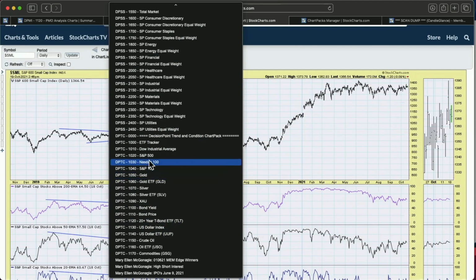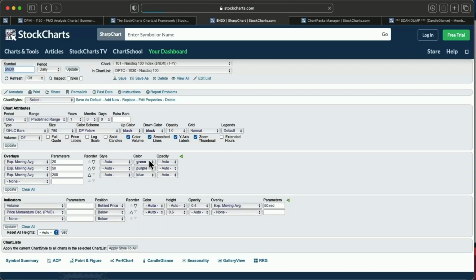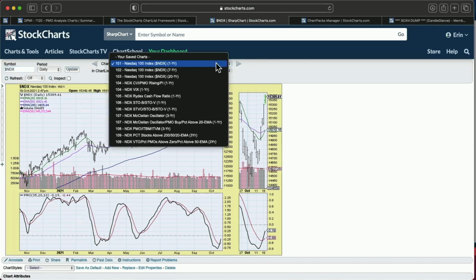So let's take an example. We'll look at the NASDAQ 100 in here. And there you are.